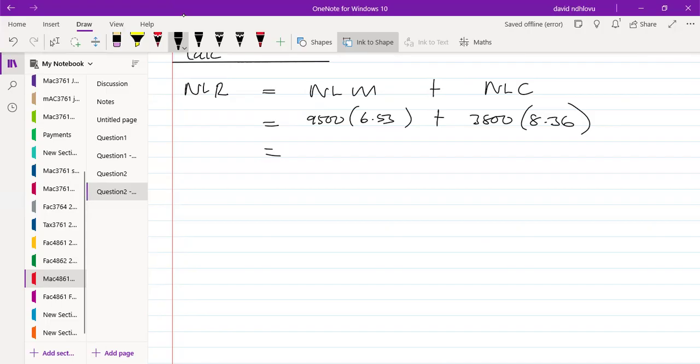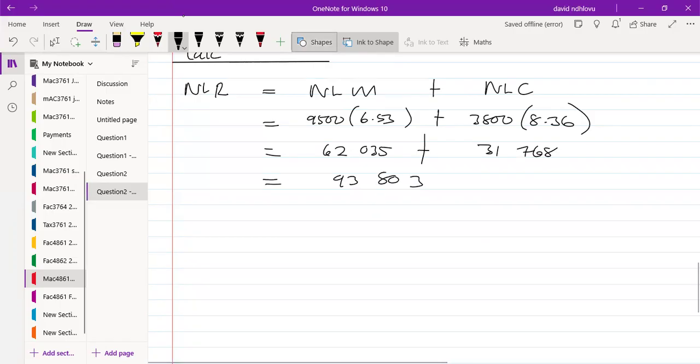Then we are able to determine that. So we say 9500 multiplied by 6.53, then we get 62,035. And then we say 3800 multiplied by 8.36, and we are going to get 31,768. Then we add the two, we get the total normal loss incurred. So our total normal loss for the period was 93,800. Any question? Are we clear?